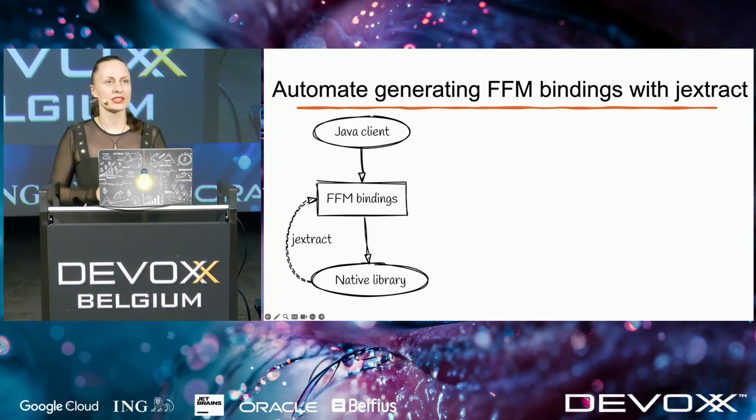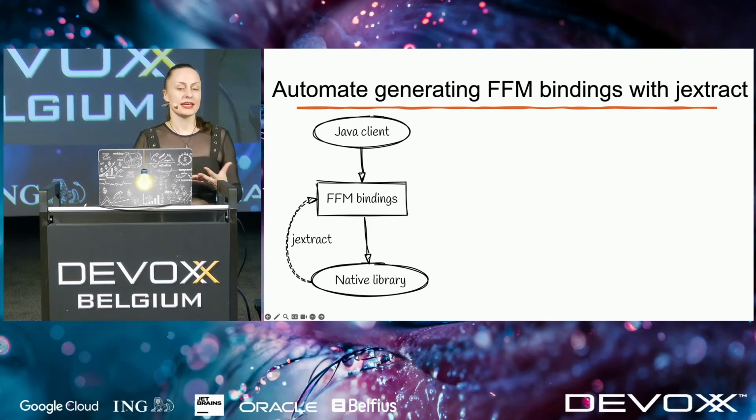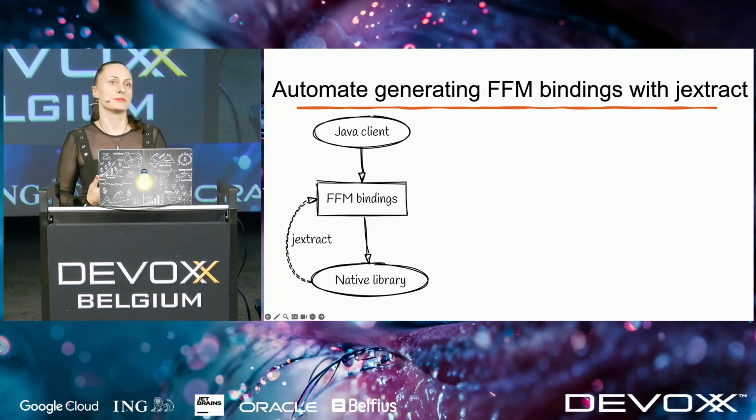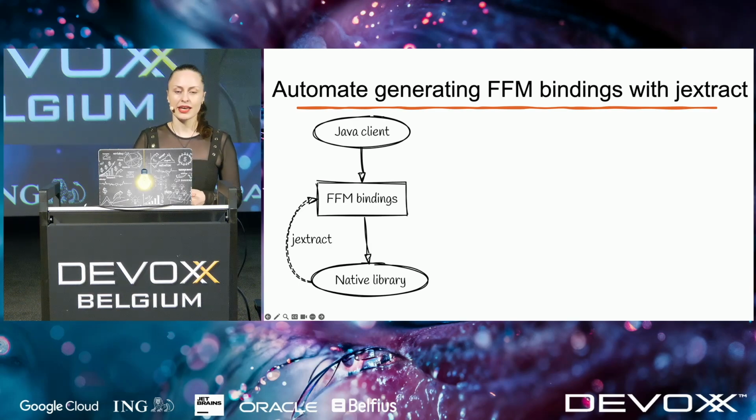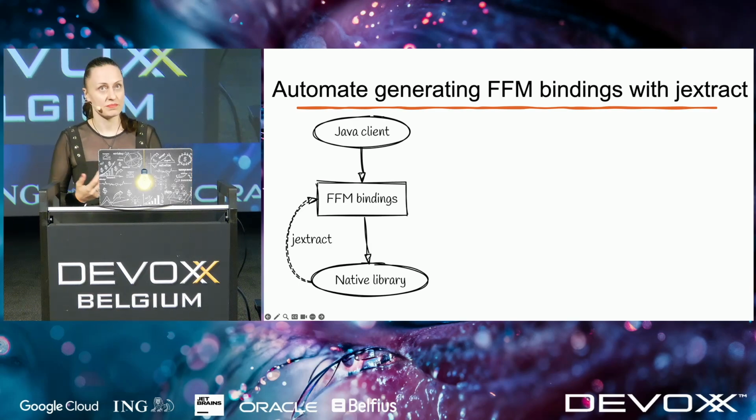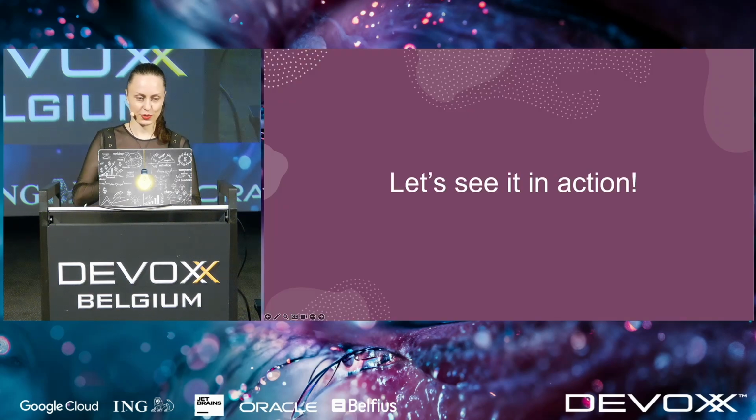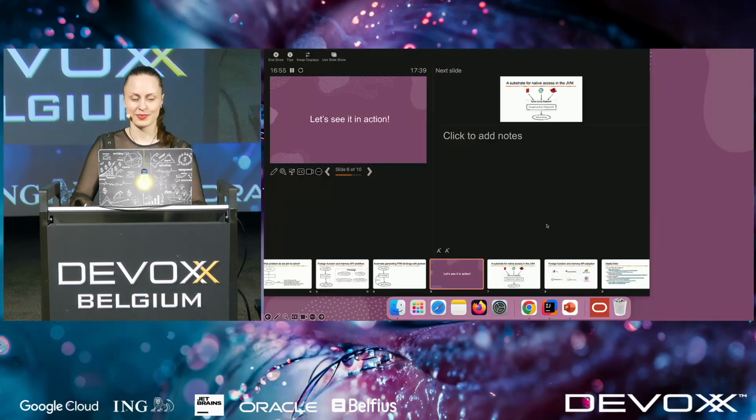What jextract does is you can run it over a native library that has C headers, like .h files, and it can generate these FFM bindings for you. So without further ado, because time is short, let's see it in action.